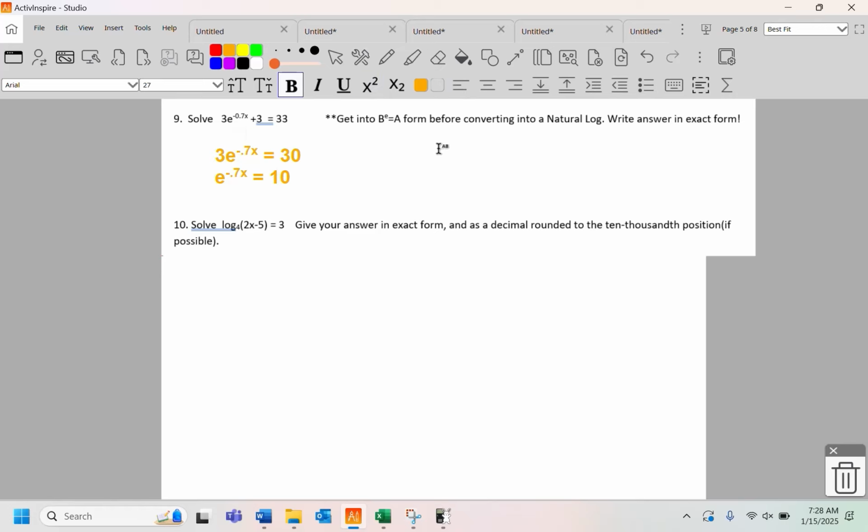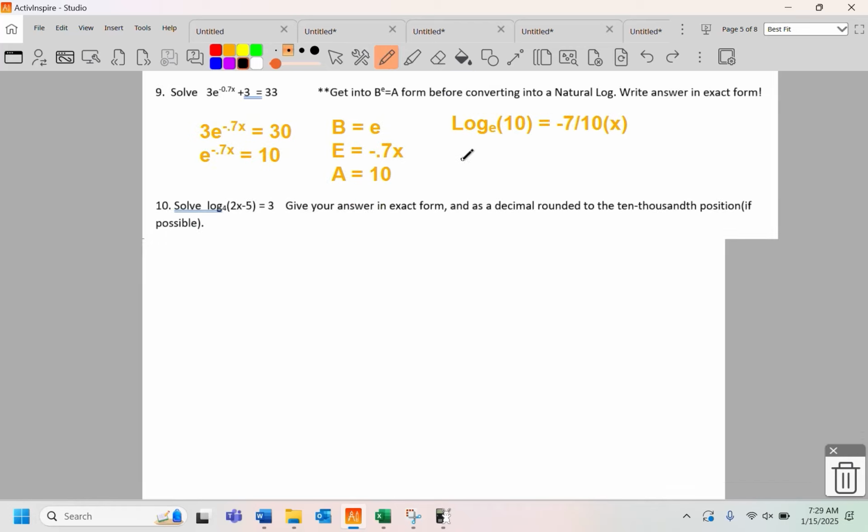Now we're going to do the whole log as bay thing, all right? So if I look at what I have, my base is e, my exponent is negative 0.7x, which means my answer is 10. And I'm going to do log as bay. I have a log whose base is e, its argument is 10, and it equals, and this is going to look kind of funny, negative 7/10 of x. The reason I wrote that as a fraction: just write it in exact form. Now, log base e is known as ln. So I have the ln of 10.